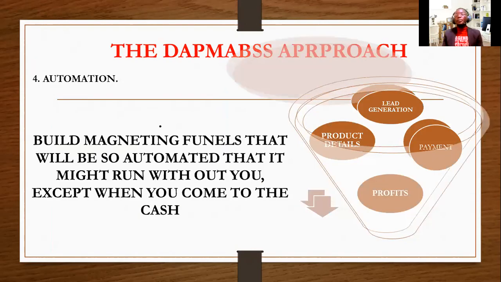Now, the fourth pillar of the Dappmabbs program is actually automation, so that you can build migrating funnels that will be so automated that it might run without you, except when you come to take the cash. So 100% automated. That's the goal. That is our target, a funnel that is so automated, right from the lead generation, the product details, the payment, and the profit. Everything is automated. The only thing that is not going to be automated is that you have to go and take your profit, because if you do not do your transfers, you do not take your money from your bank account, it's not going to come to you.